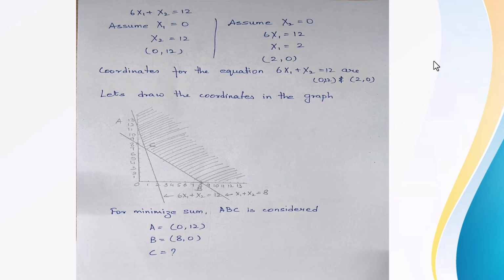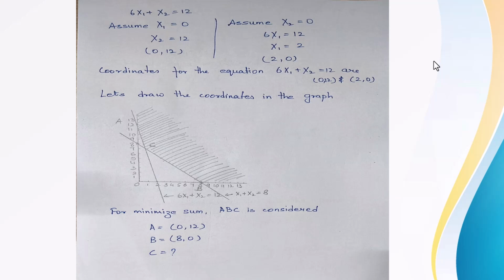Next, let's assume x2 is equal to 0. So 6x1 + 0 = 12, 6x1 = 12, so x1 will become 2. So it is (2, 0). The coordinates for the equation 6x1 + x2 = 12 are (0, 12) and (2, 0). So we got two coordinates for each equation. Now draw the equations on the graph.